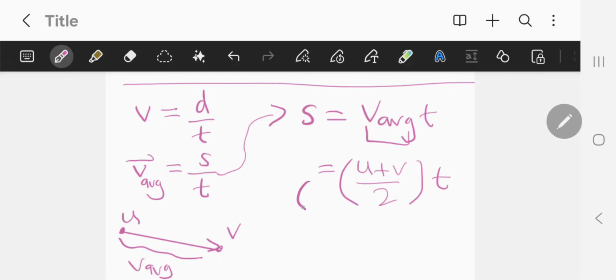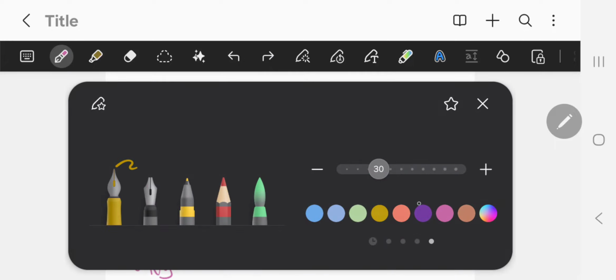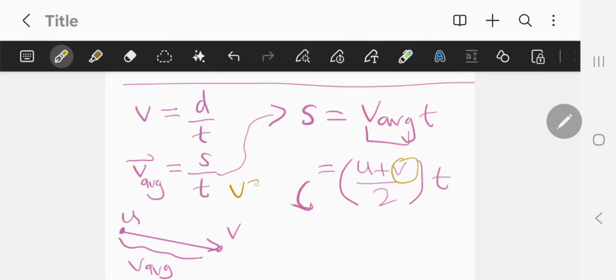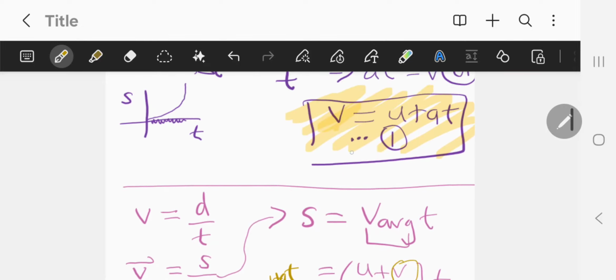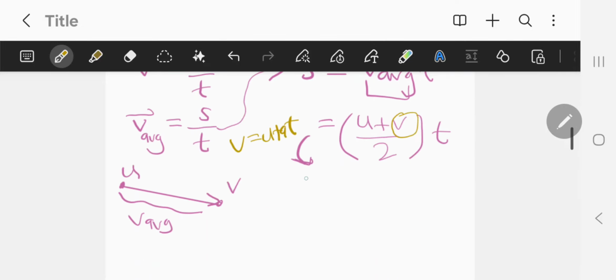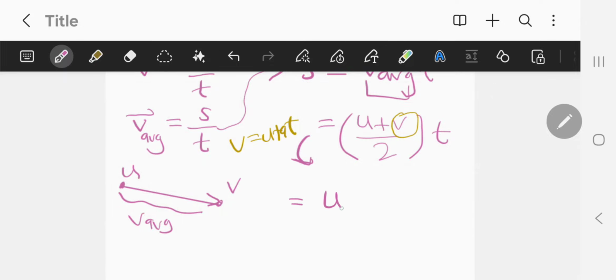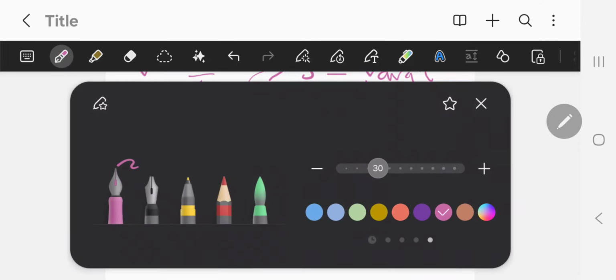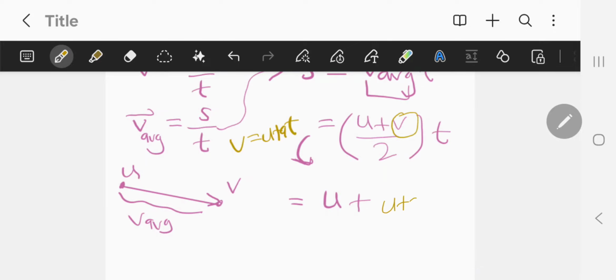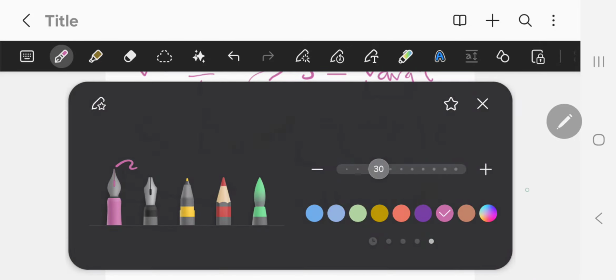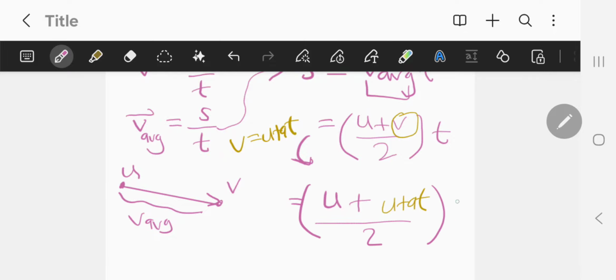Now let's plug in v from before. Use a different color. v is just u plus at from before, right there. So let's plug in u plus at for v. I'll go back to purple. So u plus, I'm going to plug in my v now, u plus at, all of that divided by 2, parentheses there, t.